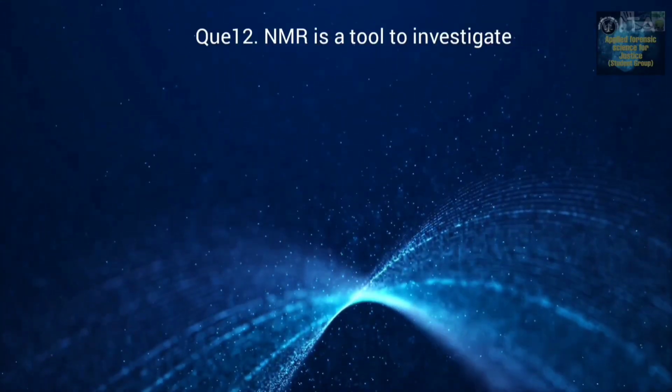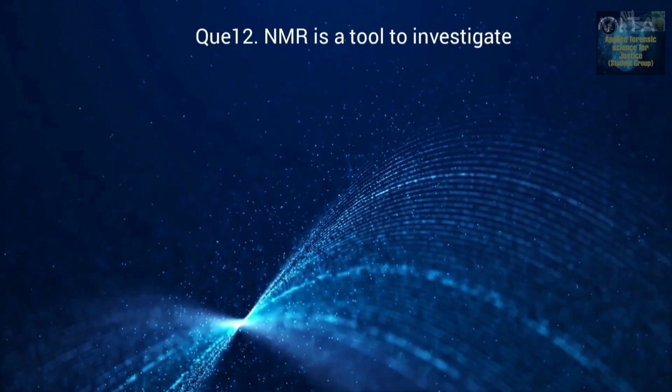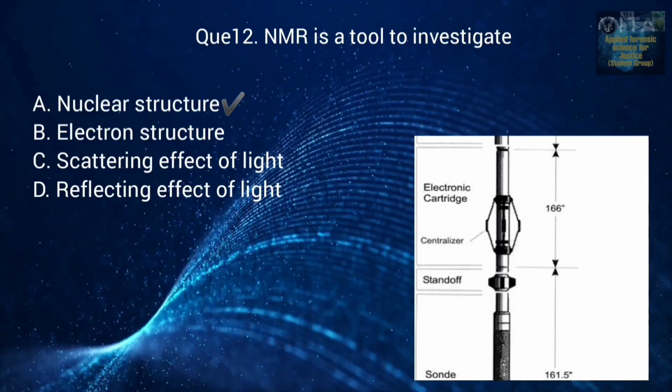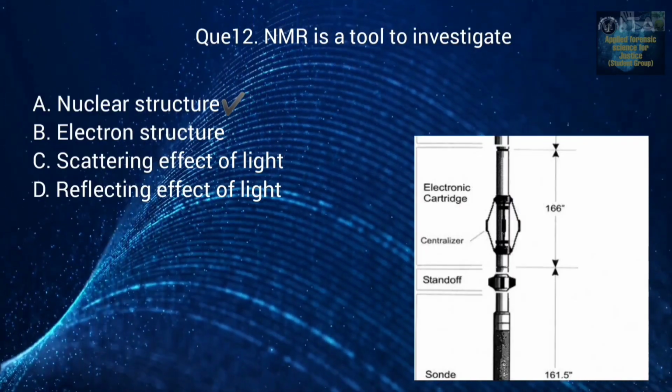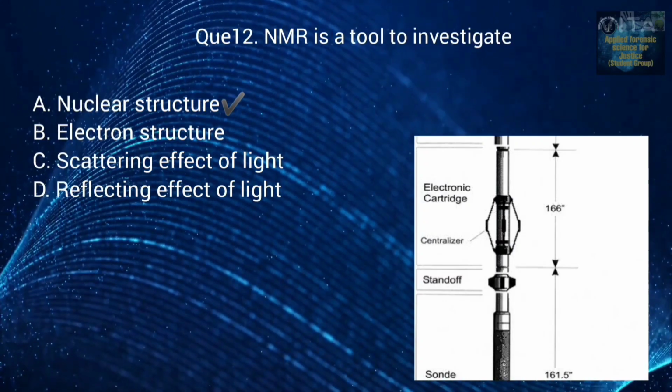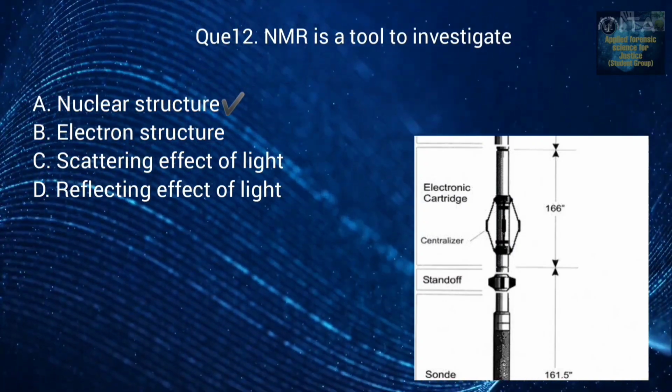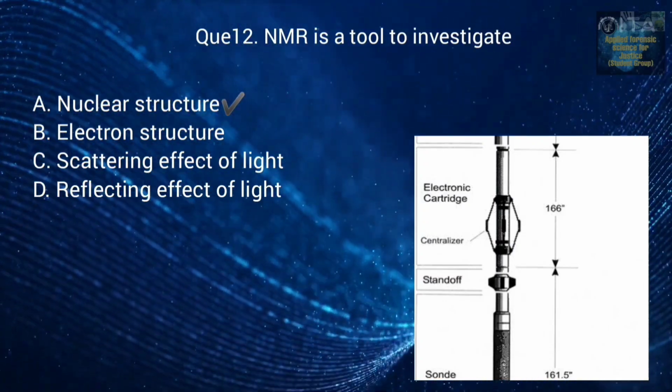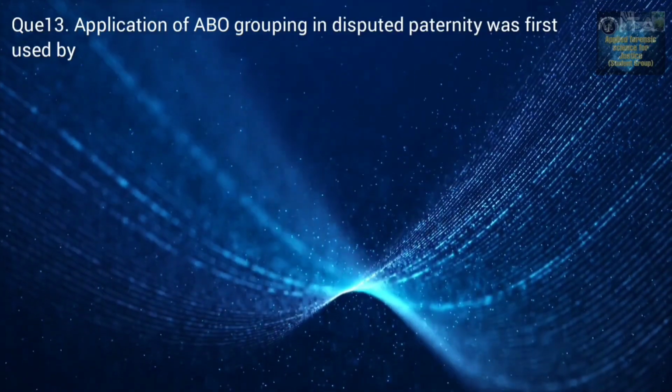Question number 12. NMR is a tool to investigate. Options are A. Nuclear structure, B. Electron structure, C. Scattering effect of light, D. Reflecting effect of light. The correct answer is A. Nuclear structure.